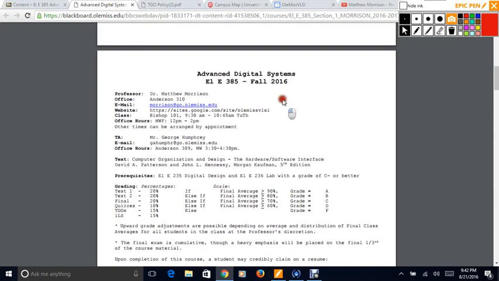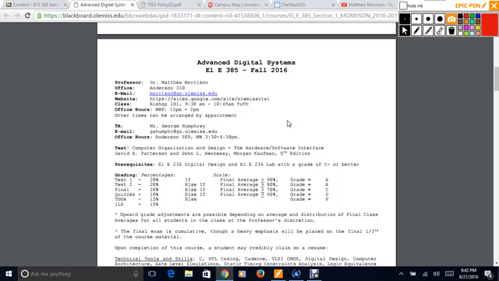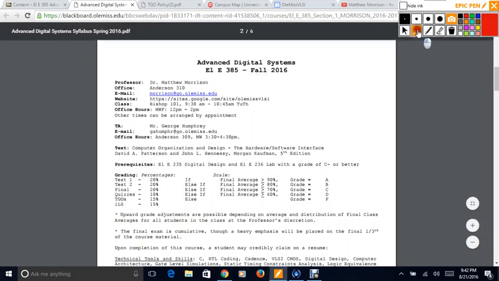So here's the pertinent information. The answer for number 1, what are my email, office number, and office hours? My email is morrison@go.olemiss.edu. My office is Anderson 310. And my office hours are Monday, Wednesday, Friday from 12 to 2. The class is going to be held in Bishop 101 from 9:30 to 10:45.